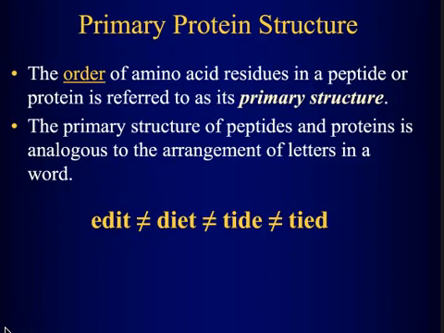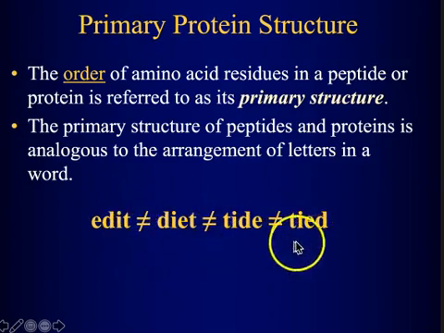So the primary structure of the protein is just the order of amino acid residues in a peptide or protein. That is what we looked at last part, part 1, just the order of these amino acids. So this order, we said, matters. We would not say that, if each one of these is an amino acid, an E, D, I, and a T, we know the word edit does not equal the word diet, does not equal the word tide.